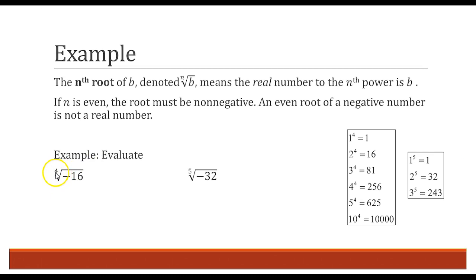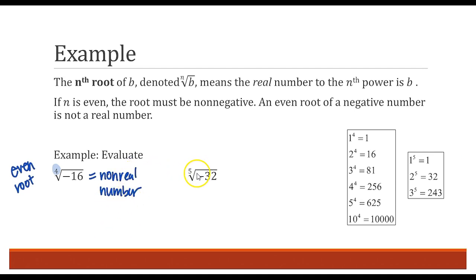So we have the fourth root of negative 16. We have an even root because 4 is an even number. When that happens, we're not allowed to have negatives underneath. We can't have a negative radicand because then this is a non-real number.